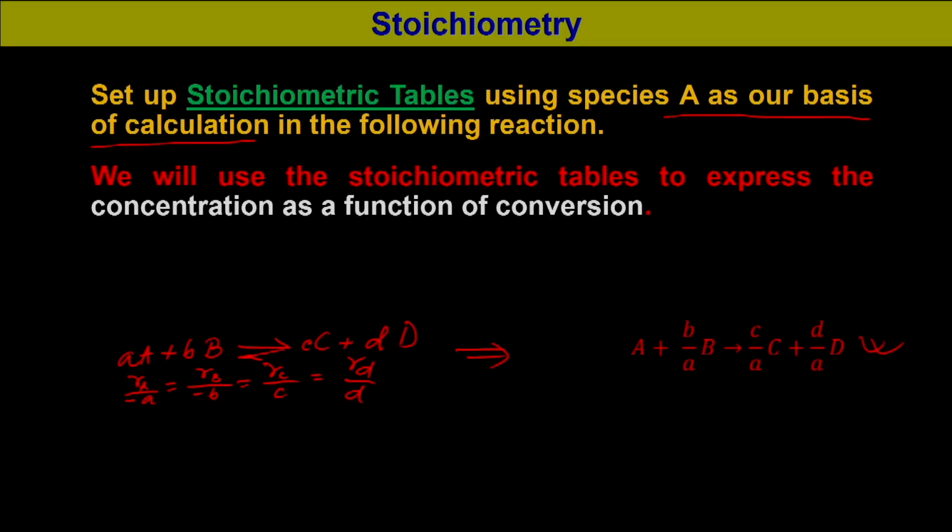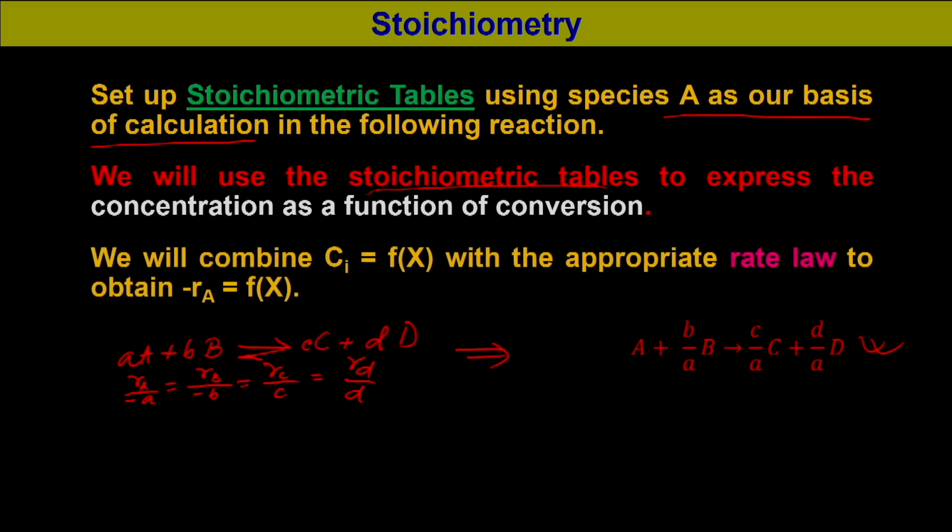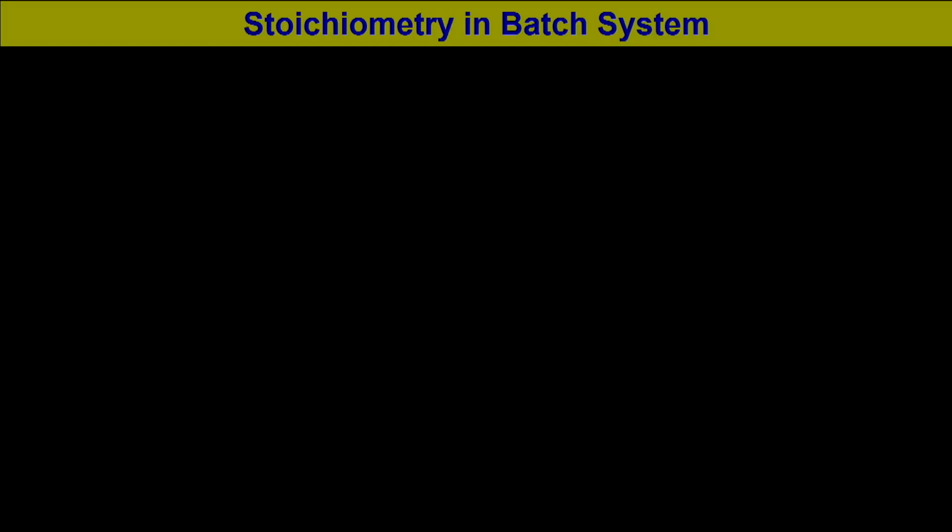Now, we will use the stoichiometric table to express the concentration as a function of conversion, and then we need to combine concentration as a function of X, that is the conversion, with the appropriate rate law to obtain minus r_A as a function of X. So, A here is the limiting reactant, as I have said already. So, now let us consider a batch system.